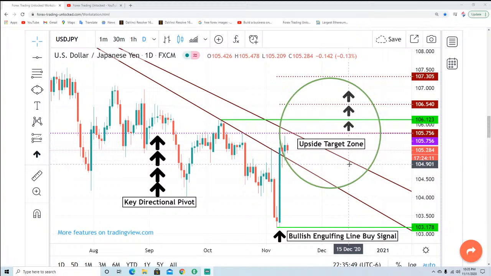We'll monitor this trade. We still have a little juice to the upside, and we'll see what goes on with it. And it's also key for us to get some understanding of what's going on with the other markets as well.